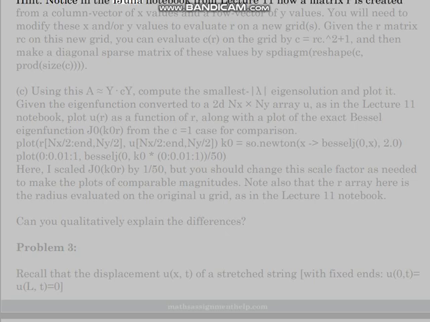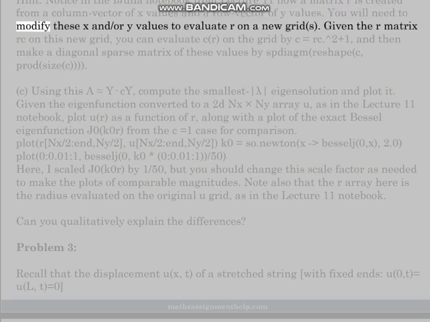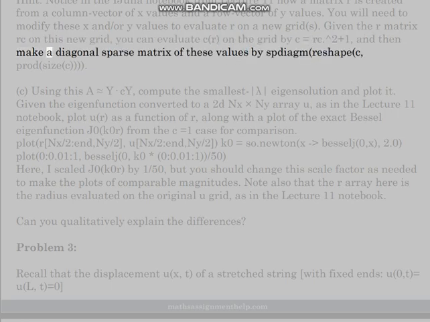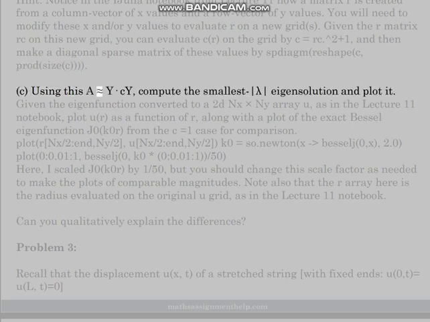Hint: notice in the iJulia notebook from Lecture 11 how a matrix R is created from a column vector of x values and a row vector of y values. You will need to modify these x and or y values to evaluate R on the new grids. Given the R matrix RC on this new grid, you can evaluate c(r) on the grid by C equals RC.^2 + 1, and then make a diagonal sparse matrix of these values by spdiagm(reshape(C, prod(size(C)))). Using this, A is almost equal to G^T C G.